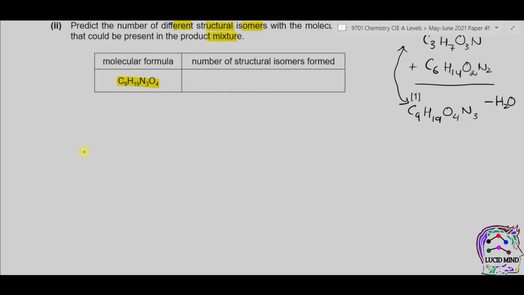Let's write the structures. First one is serine, serine is OH, then we have CH2, CH, then NH2, COOH. In the second one we have 4 CH2, then CH and COOH. NH2 is present on this one and one NH2 is present in the start.